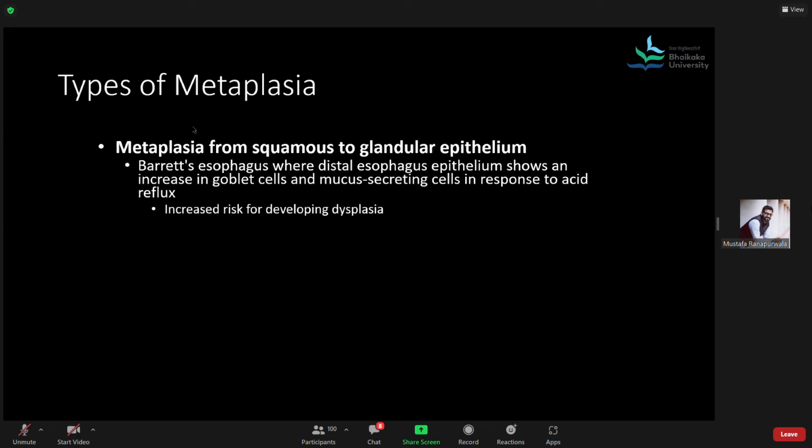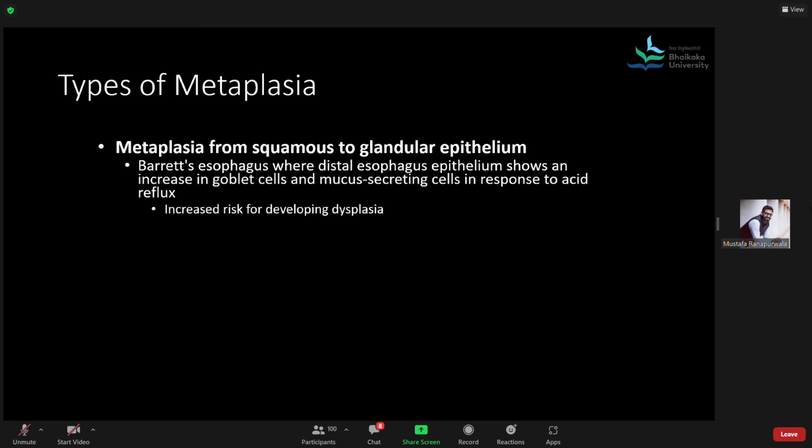Now, distal esophagus classically is lined by squamous epithelium, right? And individuals who have GERD, that is gastroesophageal reflux disease, will have constant acid attack in the lower esophagus because of the GERD. Now, squamous epithelium is not very good against this acid attack.